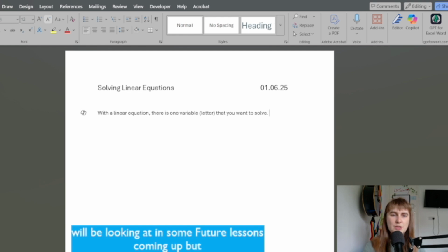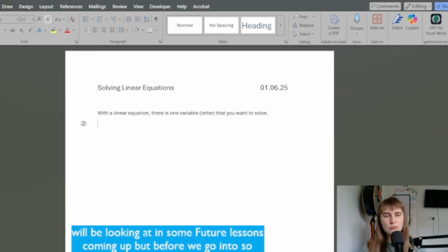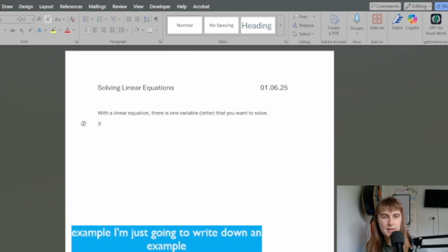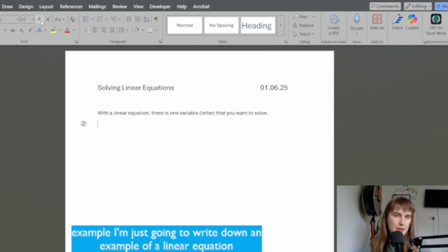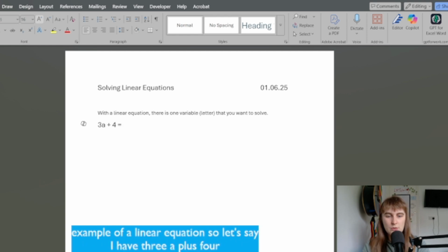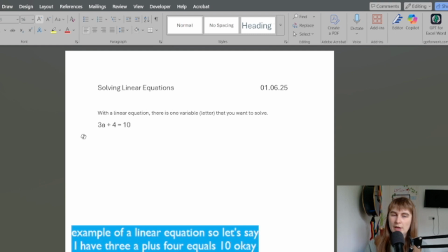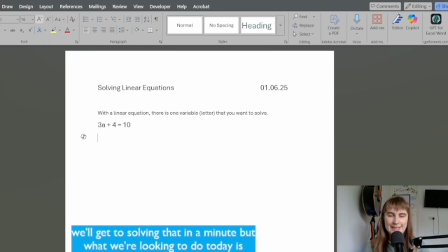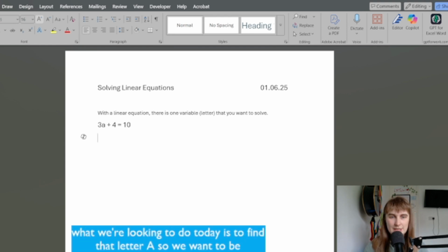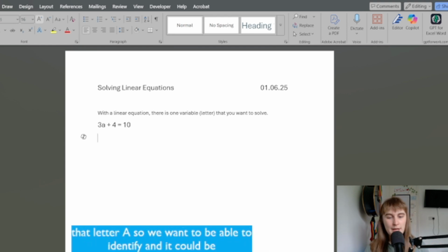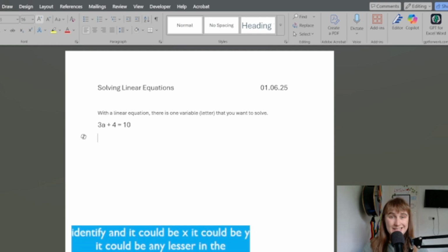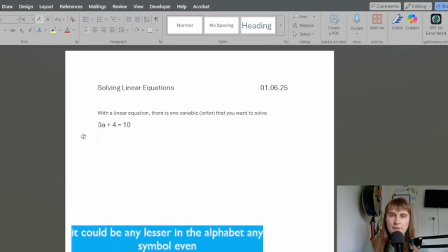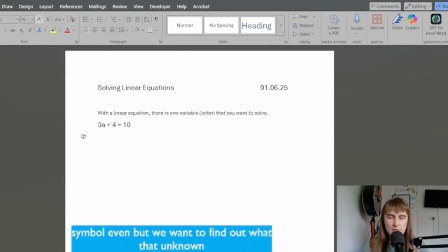So for example, I'm just going to write down an example of a linear equation. Let's say I have 3a + 4 = 10. Okay, we'll get to solving that in a minute. But what we are looking to do today is to find that letter A. It could be X, it could be Y, any letter in the alphabet, any symbol even. But we want to find out what that unknown amount is.